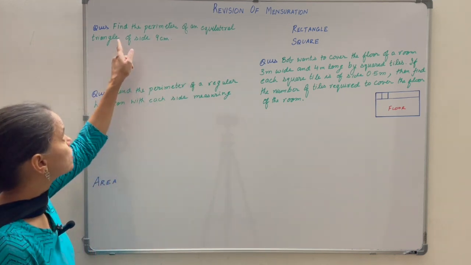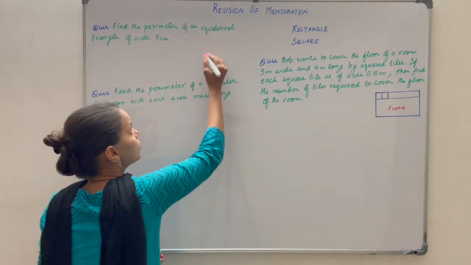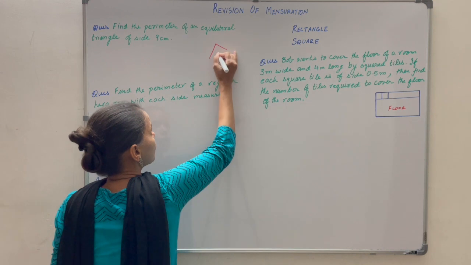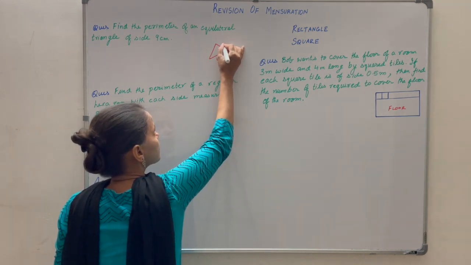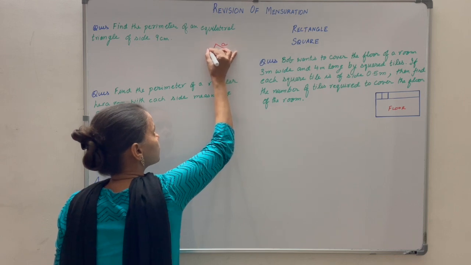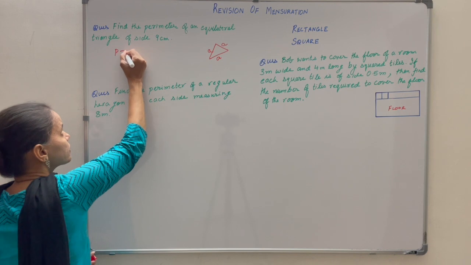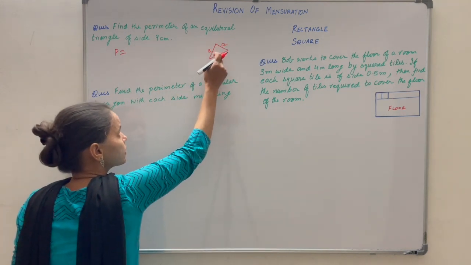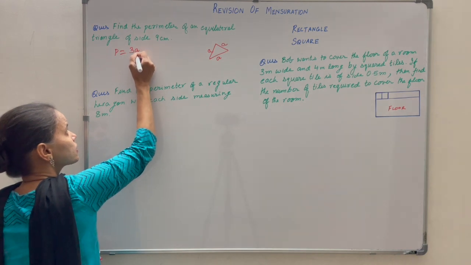So here's a question. Find the perimeter of an equilateral triangle of side 9 centimeter. An equilateral triangle has all the three sides equal. If the length of one side is A, then the length of all the three sides is A. So perimeter of an equilateral triangle is, you have to add all the three lengths, A plus A plus A. A is repeated 3 times, so it is 3A.